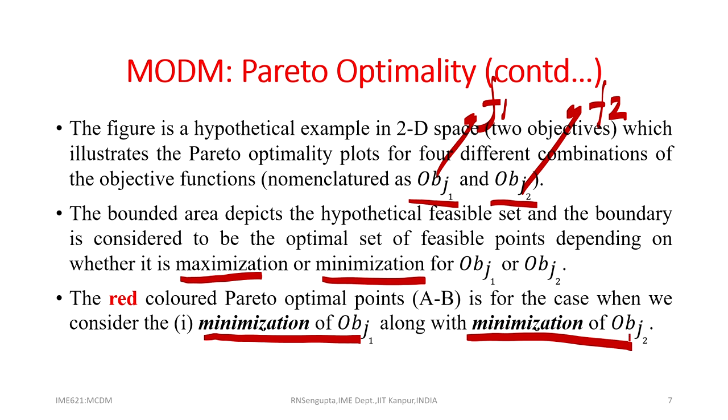So, if you notice the second bullet point, I did mention there is a minimization maximization concept also. So, in combination, there would be 4 different ways of analyzing: maximization of F1, which is objective function 1, along with maximization of objective function 2, then minimization of F1 and minimization of F2, then maximization of F1 and minimization of F2, and the last one will be minimization of F1 and maximization of F2.